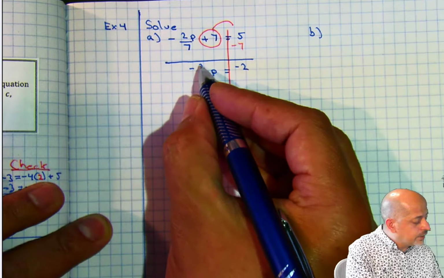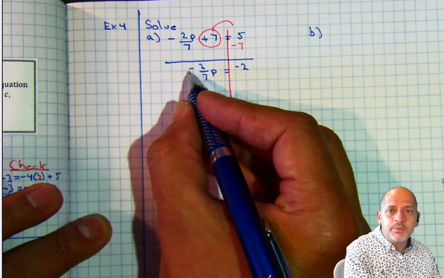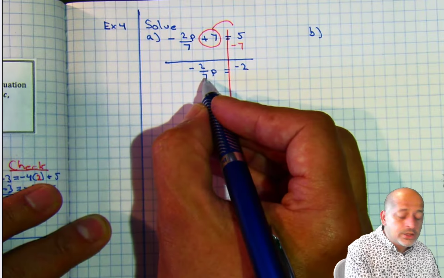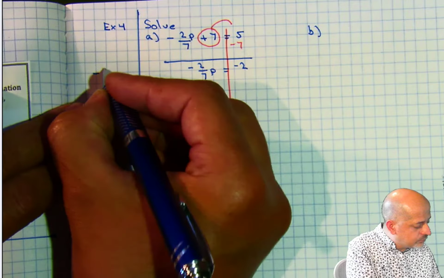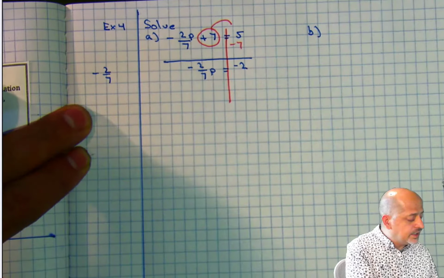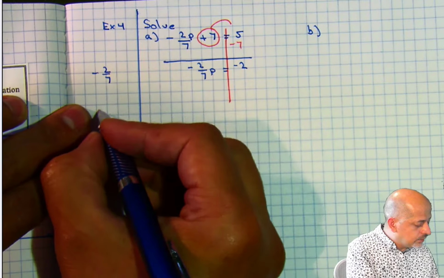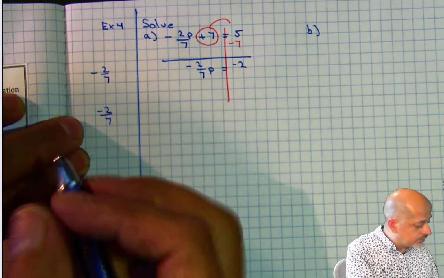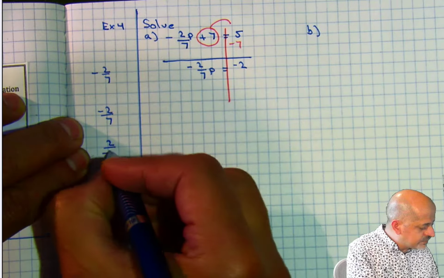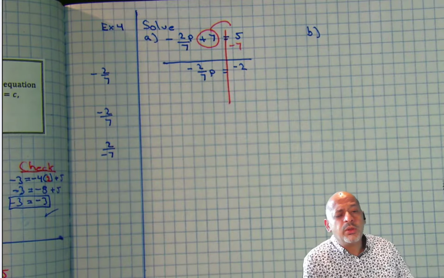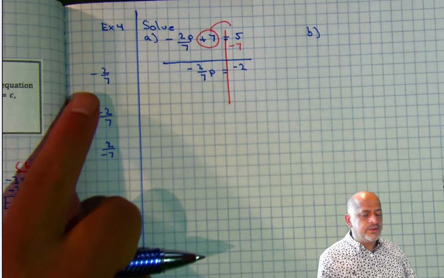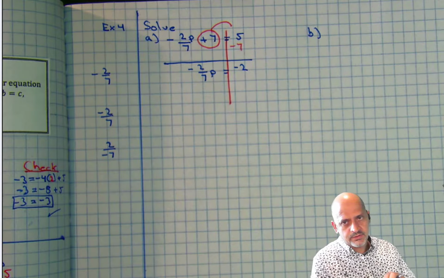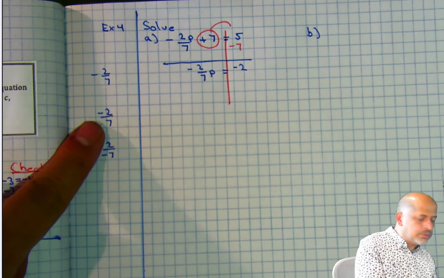Now I need to get rid of the negative 2. Now notice that I'm going to place the negative as part of the 2 and not part of the 7. Whenever you have a fraction that's negative 2 over 7, the negative can belong to the numerator, negative 2 over 7, or the negative can belong to the denominator, 2 over negative 7. But can it belong to both? Well, it cannot belong to both, because otherwise a negative times a negative becomes a positive. So therefore, I'm going to assume that it belongs to the top.